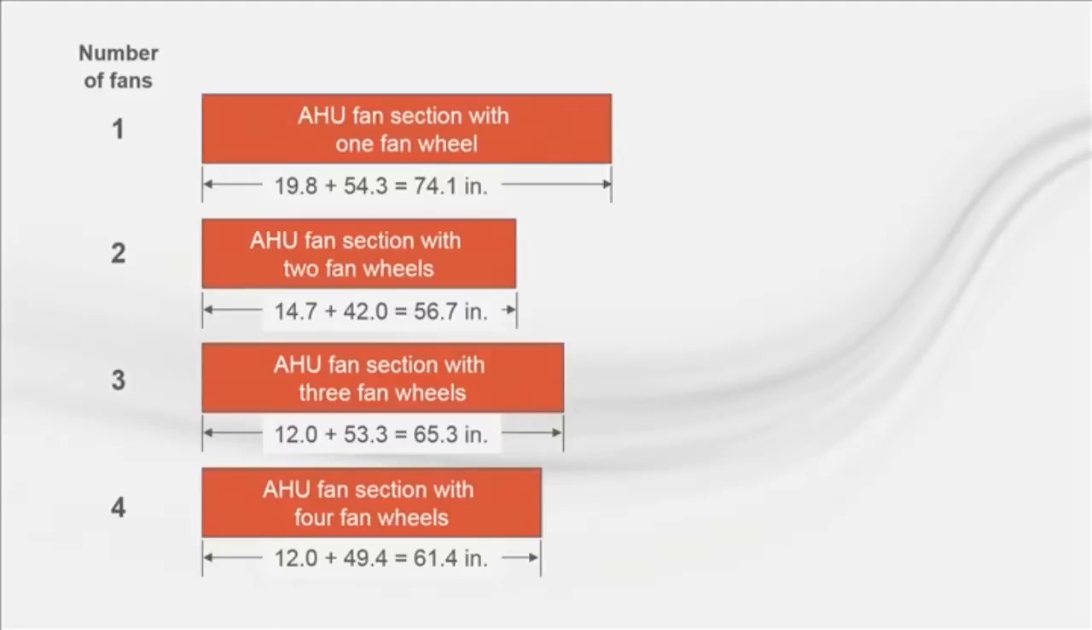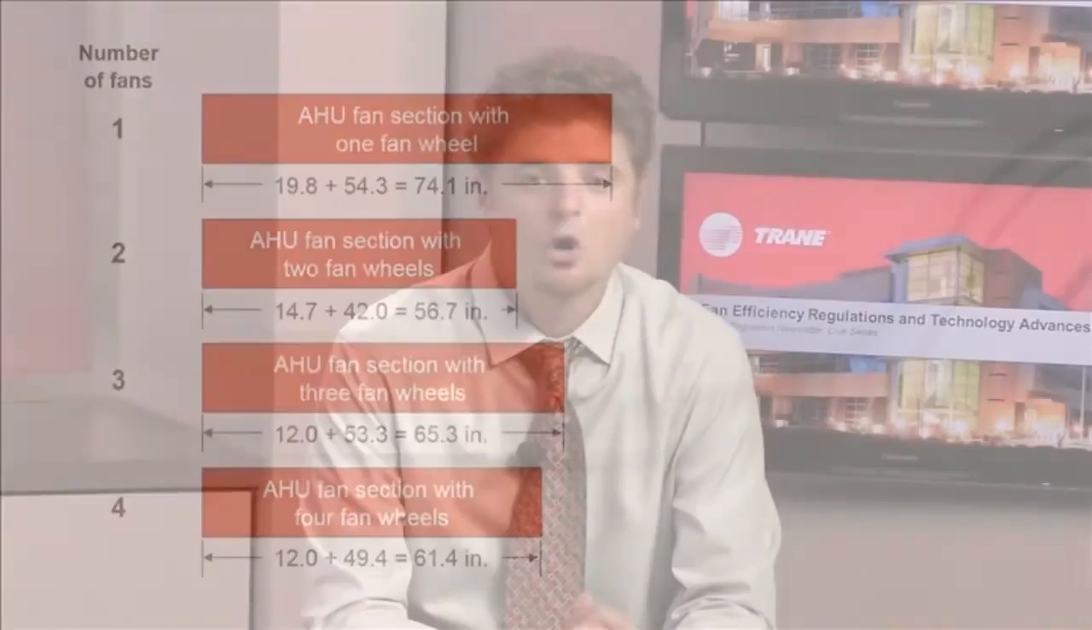And, like in this example, due to the need for service access, the length might actually increase when more fans are used. When more than about 4 or 6 fan wheels are used in an array, the upstream and downstream spacing requirements begin to be dictated by the need for service access rather than by fan wheel diameter, so there is typically little further length reduction benefit.